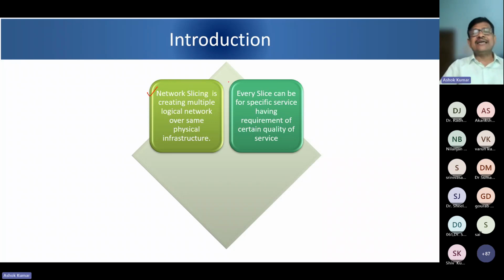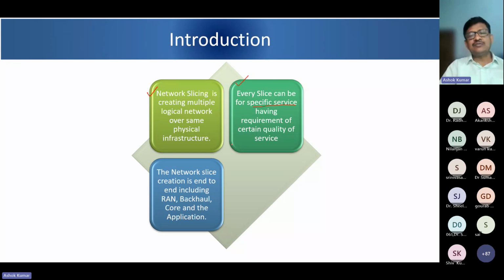And then every slice, whatever number of slices you create, can have different quality of service requirements and will serve a specific service, as we had seen during our 5G core and other introduction sessions. I can have multiple slices. One slice may be for a smartphone, another slice may be for massive machine type. A slice can be for, say, a smart meter and so on. So there can be many slices in a 5G network.